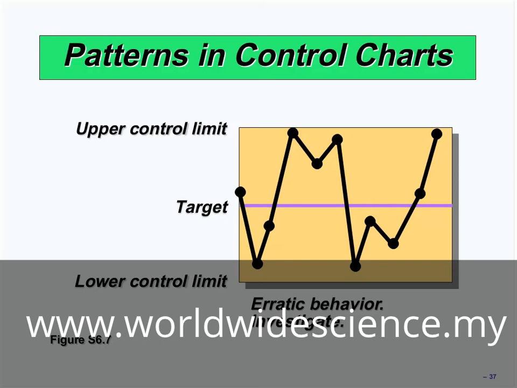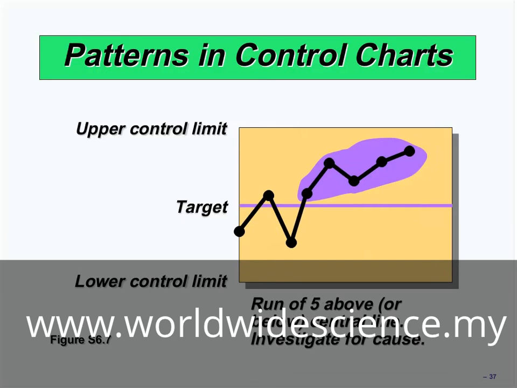For example, when you face this erratic pattern behavior, you can tell the process may not be under control. When you see this pattern, most of the spots or most of the plots are above target. The number of plots above target is much more than the number under target, or vice versa. When most of the plots are under target, no difference.